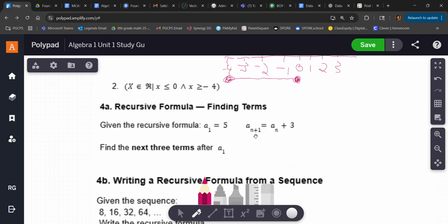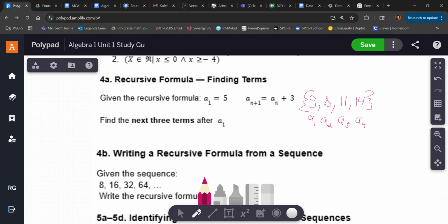So when the subscript is n, that can mean any term you're talking about, and n plus 1 will be the next term over. For example, n being the first term, plus 1 will be the second term. And you'll take that term and just add 3 to it. So if the first term is 5, the next term is 3 more than that. So 6, 7, 8, 9, 10, 11, 12, 13, 14 would be the next 3 terms after the first term. That's A1, A2, A3, and A4, the first term. Pretty simple once you get over the lingo.